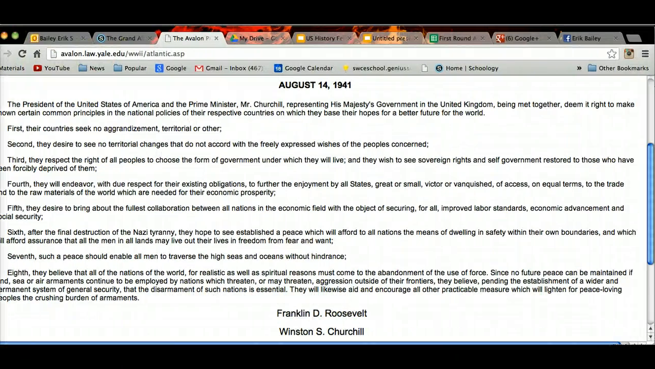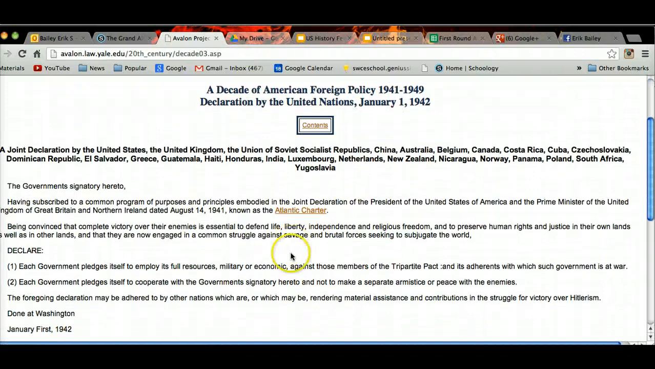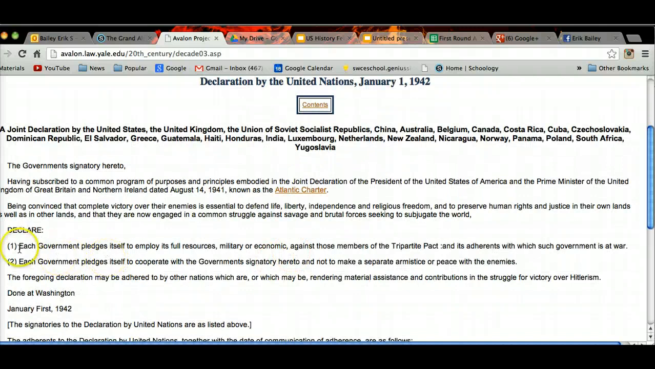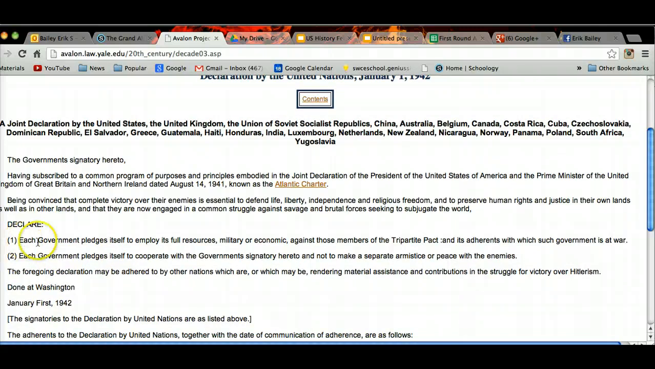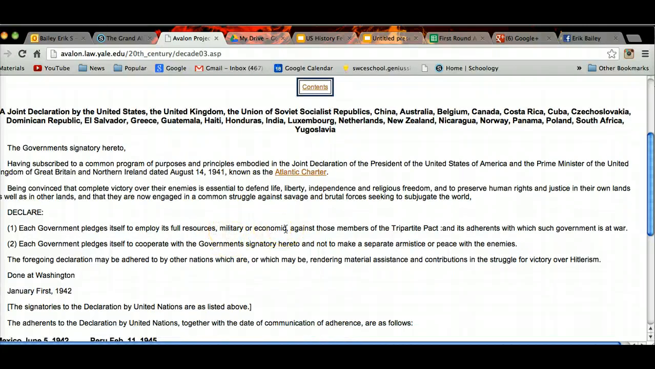Okay, in the Declaration of the United Nations, if you look at that for fighting the war, okay, it says the answer is going to be in 1. Each government pledges itself to employ its full resources. That means full resources being ammunition, bombs, planes, tanks, soldiers, military or economic resources, could also be money. They're putting money into the cause of the war against those members of the Tripartite Pact. That's the Axis powers: Germany, Japan, and Italy.